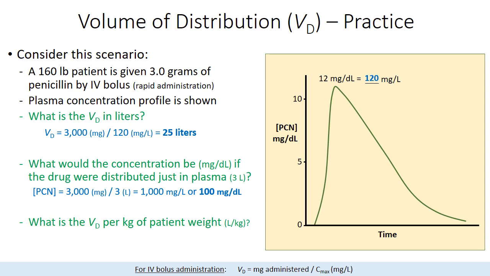First of all, you've got to get the 160 into kilograms. Remember, there's 2.2 pounds per kilogram. So you take the 160, divide it by 2.2, and then you get your kilograms. Then you just divide your volume of distribution by the kilograms, and that ends up being 0.34 liters per kilogram.